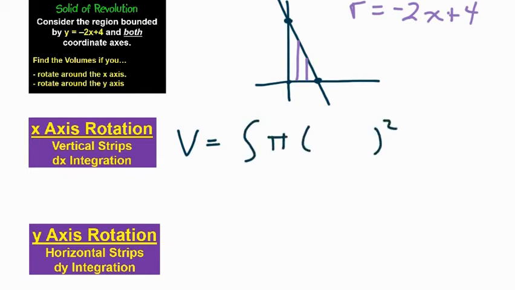I am kind of skipping and just setting the whole thing up right away, which I give you permission to do, as long as you understand that when I plug this in, negative 2x plus 4, then I'm actually plugging in the radius. And of course, we're going to use the x values of this region. So it would be from x equals 0 to x equals 2. And all you've got to do is integrate.